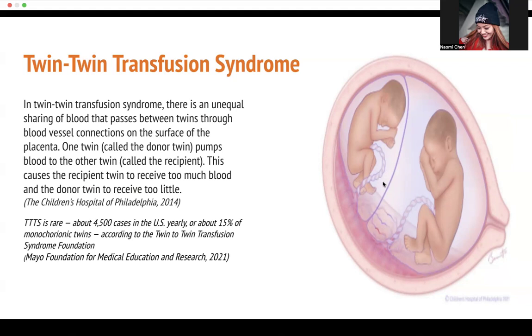We can see this picture. On the left side, the smaller twin can be the donor twin and pump blood to the other twin, the recipient twin, on the right side. We can tell this twin is much larger than the left one. So twin-twin transfusion syndrome is rare, about 4,500 cases in the US yearly, or about 15% of monochorionic twins, which means identical twins that share a placenta and the amniotic sac.